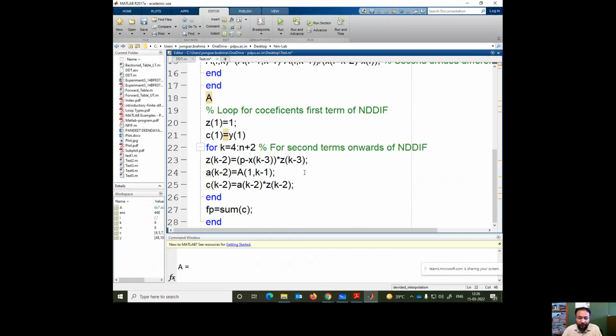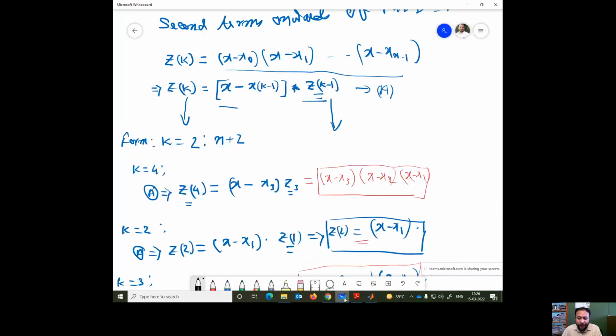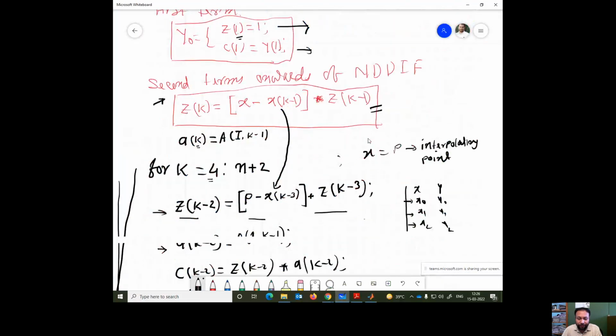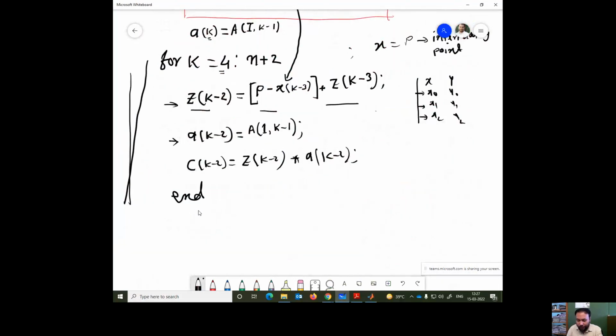Okay, onwards will work here. Now for, okay, up to this. Now I have to end the for loop here. We have ended our for loop here. Now what is the formula now? Suppose after ending here, fp means the interpolating formula. How can I get it? I have to sum the C. What is the C? C is the multiplication of Z and A. So I have to sum C.